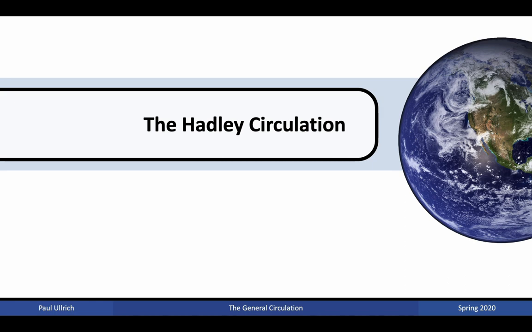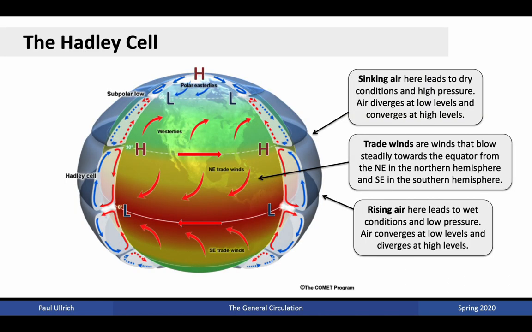Let's examine the Hadley circulation in more detail now. All right, here's our depiction of the general circulation of the Earth's atmosphere. The Hadley cell appears as the strong circulation closest to the equator. It's associated with near-surface low pressure at the equator, near-surface high pressure in the subtropics. It's associated with rising motion at the equator and subsidence in the subtropics.